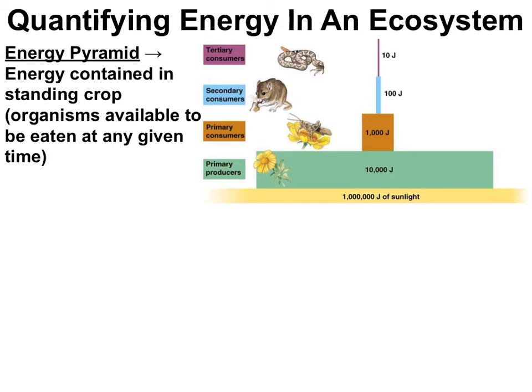An energy pyramid shows the amount of energy available in the standing crop of an ecosystem. And the standing crop is just everything that's alive to be eaten in a given place at a given time. In this example, the standing crop of producers has 10,000 joules of energy. The standing crop of grasshoppers has 1,000 joules of energy. The standing crop of mice has 100 joules, and the standing crop of snakes has 10 joules of energy.